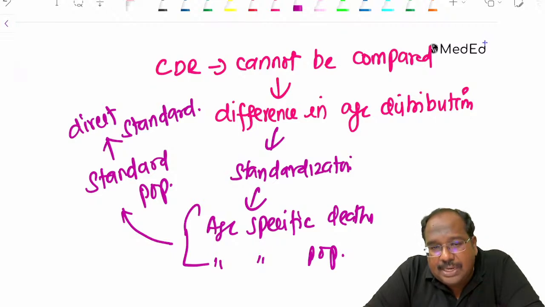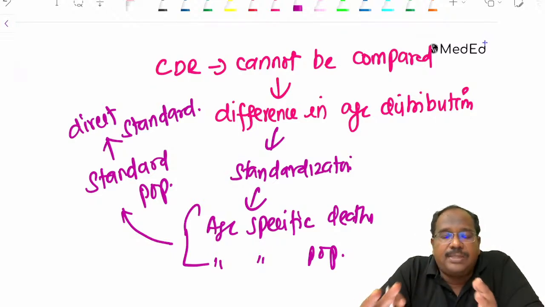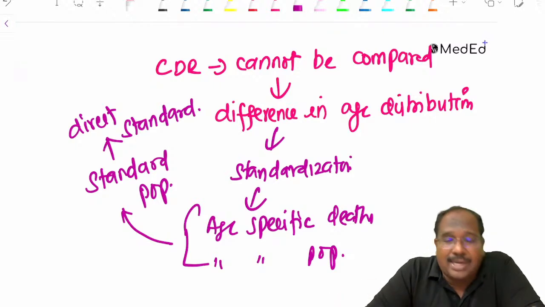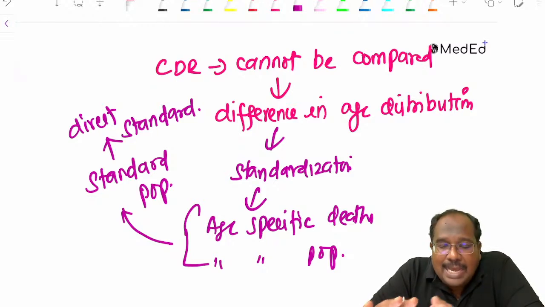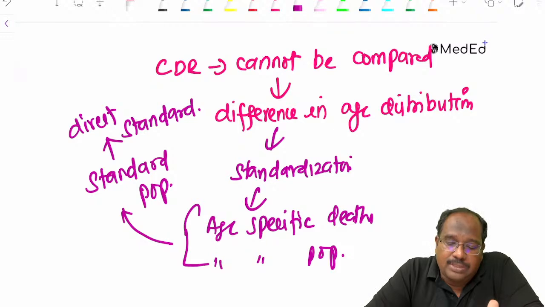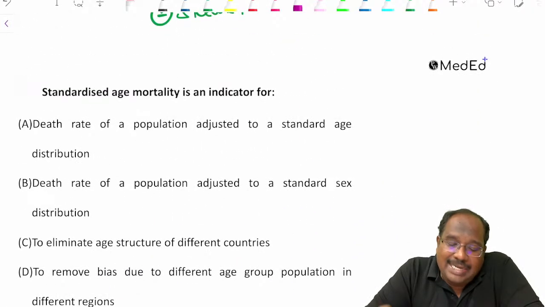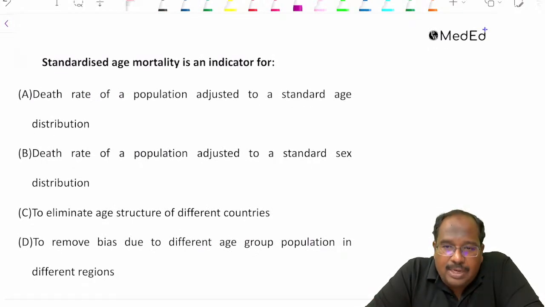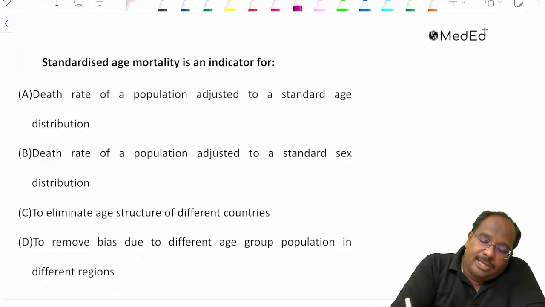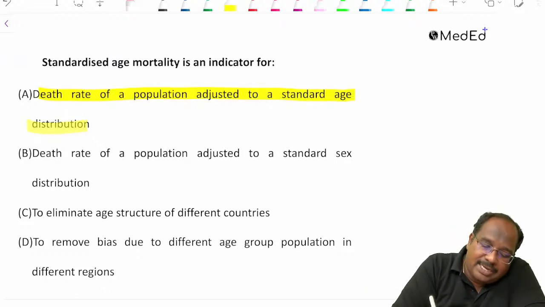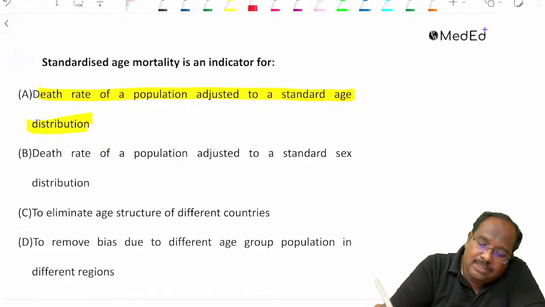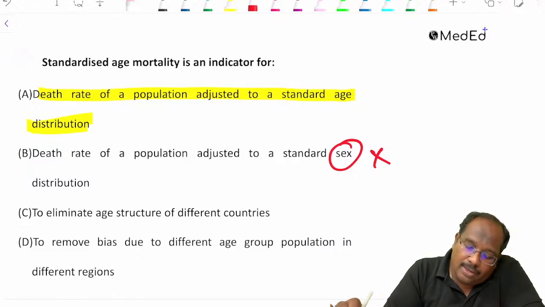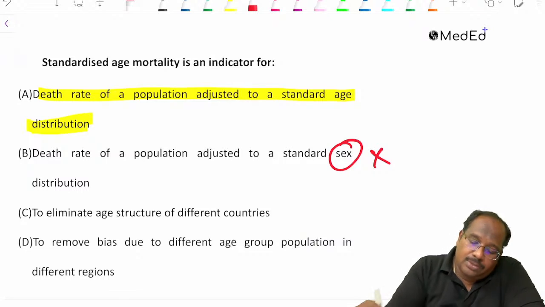We have a population called the standard population. You take the age-wise deaths and age-wise population, and while you do the calculation, you apply it to the standard population. If you do this, it is called direct standardization. So what is the question here? Standardized age mortality is an indicator for what? The death rate of the population adjusted to the standard age distribution. Not sex, the age structure. To remove bias, all the others are wrong here.